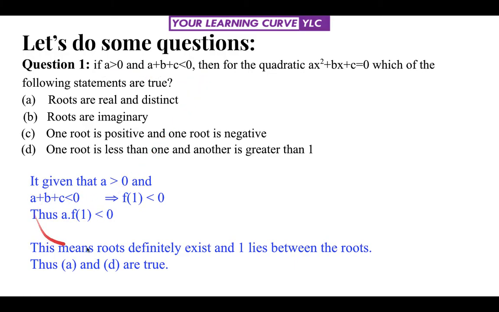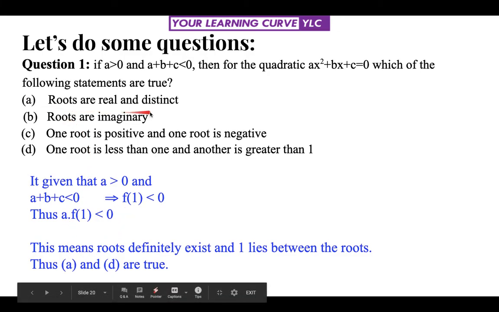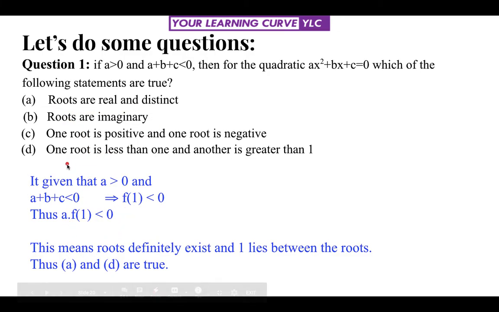So if this product is negative, we have already discussed that if a times f(k) is negative for any value of k, then the roots are real and distinct, and that number k lies between the roots. Means option A is true, roots are real and distinct, and option D is also true, that k lies between the roots, that is one root is less than 1 and the other root is greater than 1. So option A and option D both are correct.